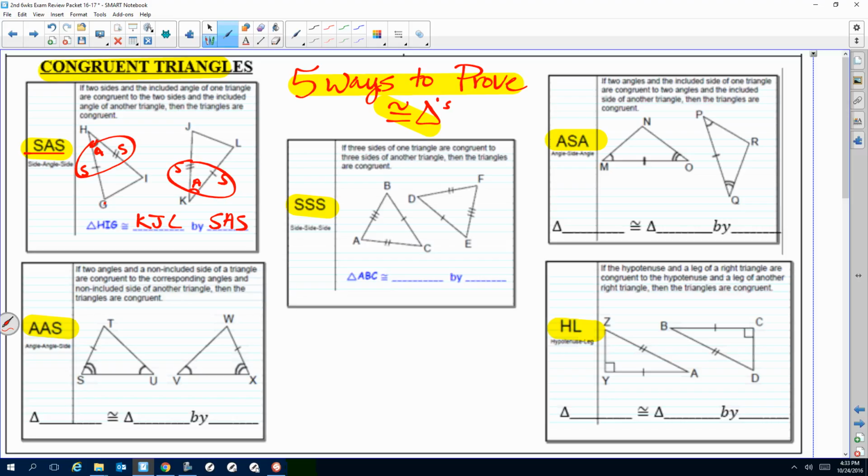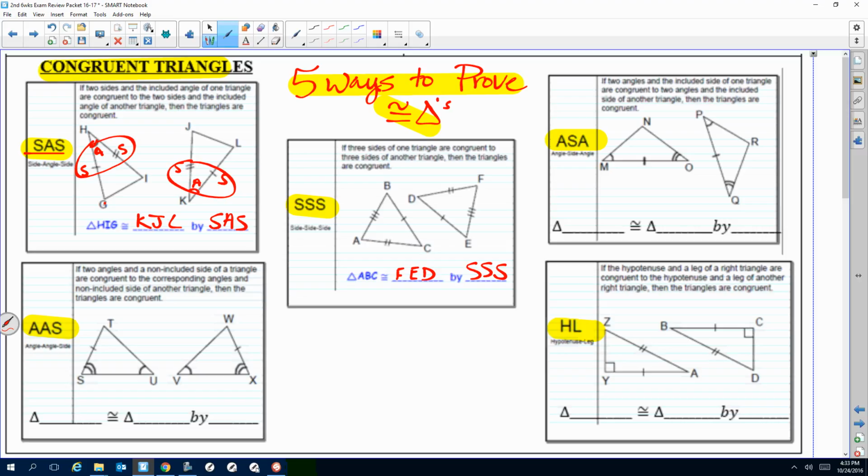The easiest one is side, side, side. If I have 3 sides, 3 variations of tick marks corresponding to 3 other tick marks, then I know that the 2 triangles are congruent by side, side, side. Unfortunately, this is probably not the one that's going to be tested because it's so easy. But the order still does matter. So if I'm going A, B, C, through 3 tick marks to 1, I follow that same order, so that would be triangle F, E, D.